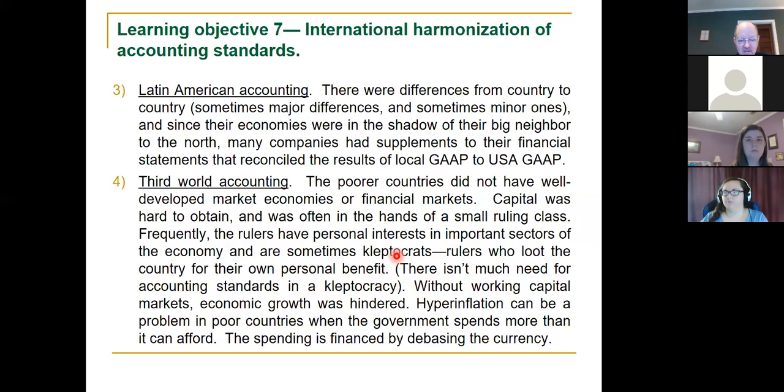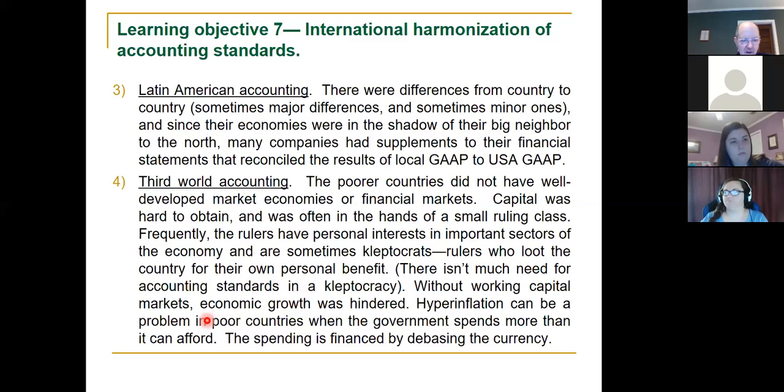What does the crat in democracy, the CRA, mean? It means rule. Anarchy, that means no government. What's a kleptomaniac? It's someone who has an irresistible urge to steal, right? So in Greek, klepto meant stealing. So kleptocrat literally means government by thieves.